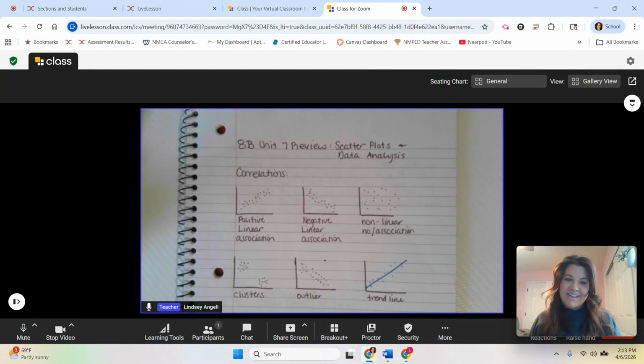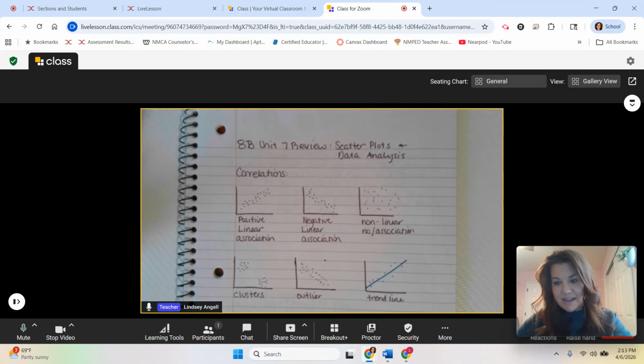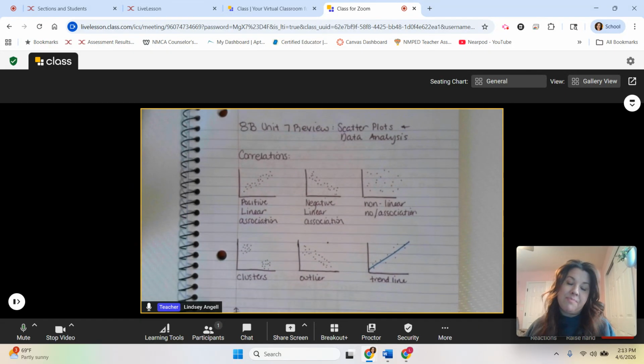Hi guys. All right, we made it to the end of Unit 7, Scatter Plots and Data Analysis. Our main focus is scatter plots, but we are going to be talking about two-way tables as well. So let's go ahead and go over it.